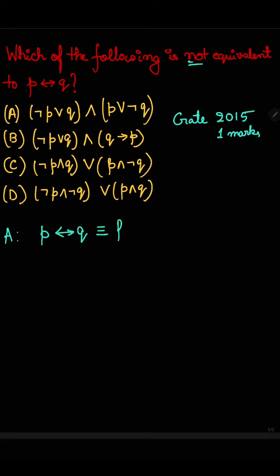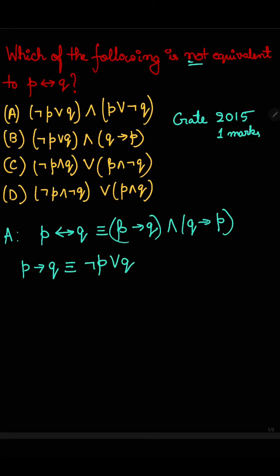basically means P implies Q and Q implies P. So it is bidirectional. Both have to be true. Now P implies Q is equivalent to not P or Q.